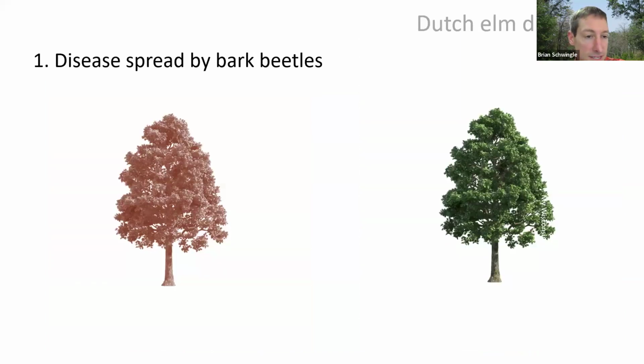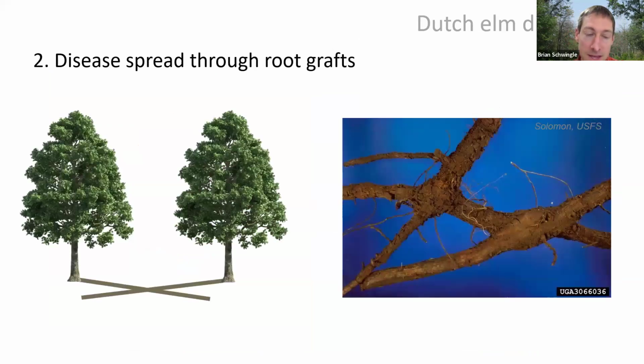So this is how it works. Again, you get an elm that died from Dutch elm disease. And these bark beetles are attracted to stressed and dying and recently killed elms. They actively bore into the tree and pick up the disease spores, and then they fly and might feed on the twigs of a healthy elm, and that's how they transfer the disease. But very much like oak wilt, the Dutch elm disease pathogen will also get into the root systems and spread from elm to elm through grafted roots.